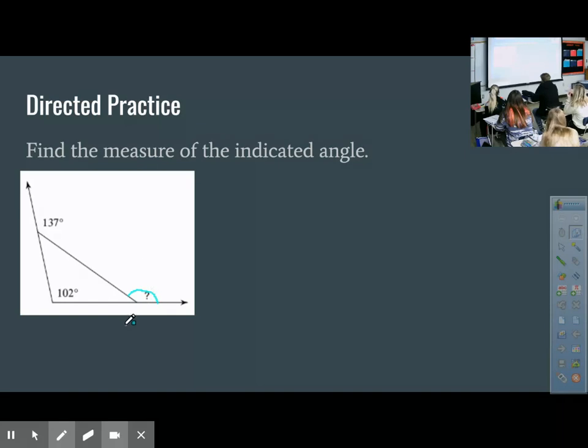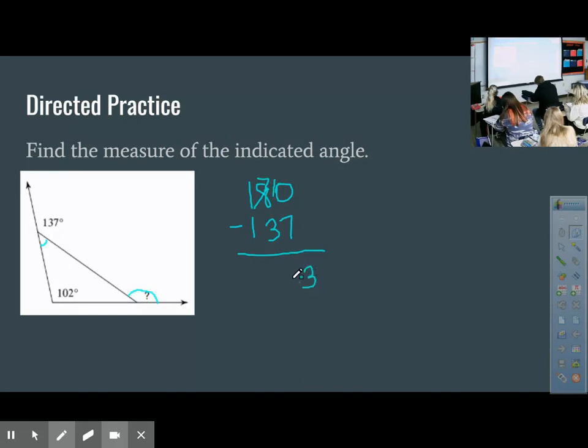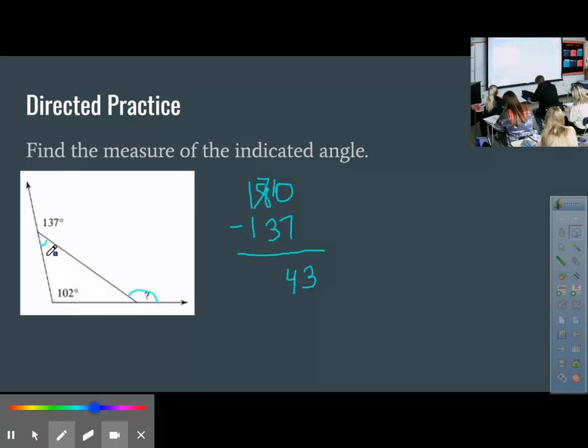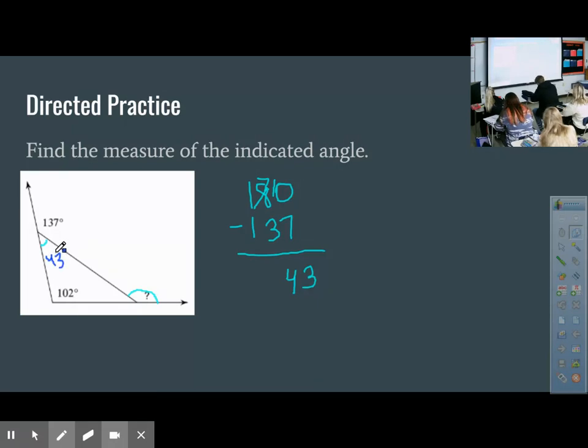We can do 180 minus 137 and you get that angle, smaller angle beside that one. This one here? Yeah, perfect. So you do 180 minus 137. And what's 180 minus 137? Y'all get 43? Okay, so this angle here is 43 degrees because these two have to add up to 180.